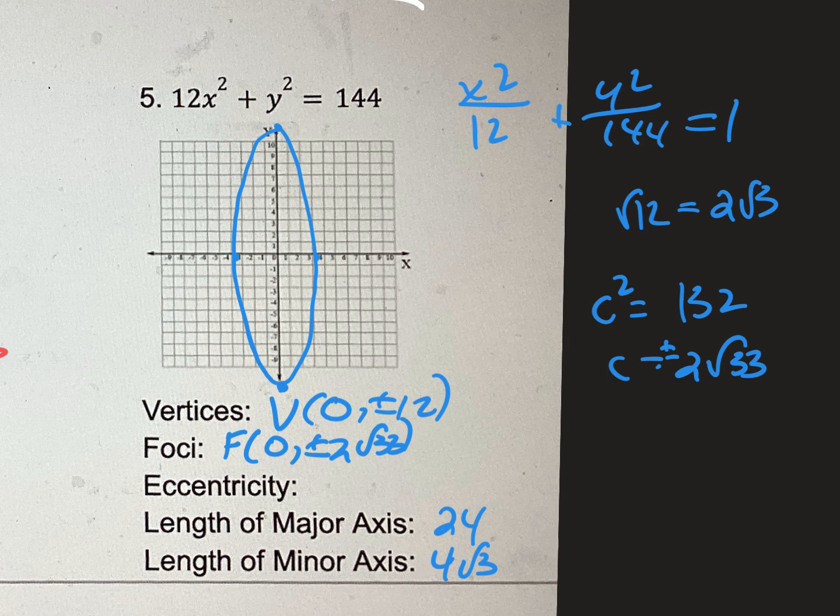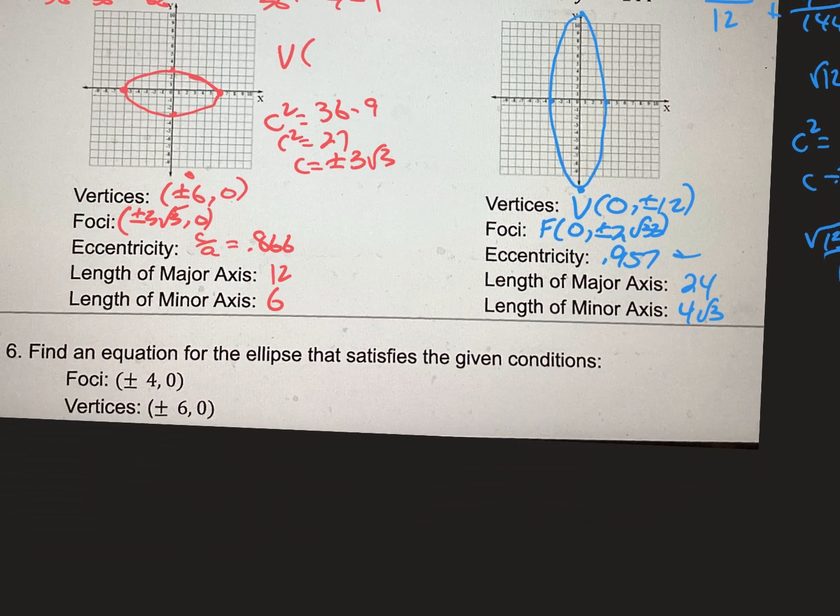Eccentricity, again, c over a. My c is the square root of 132. a was 12. That's what I'm punching in. Square root of 132 divided by 12. And I get 0.957. So it's really, the closer this number is to 1, the more stressed out it is. And look how stressed out that ellipse is. It's kind of crazy.